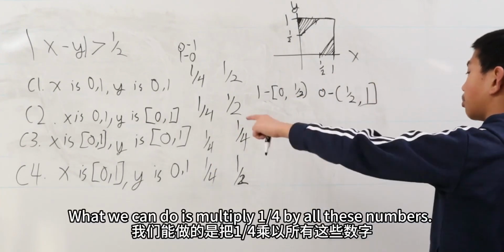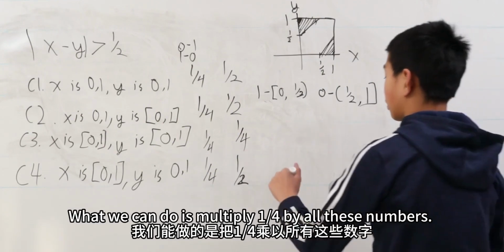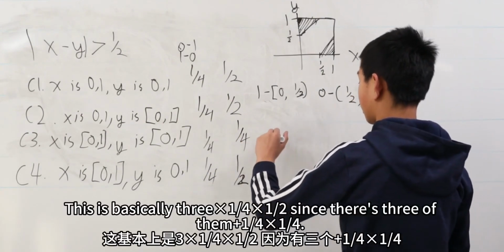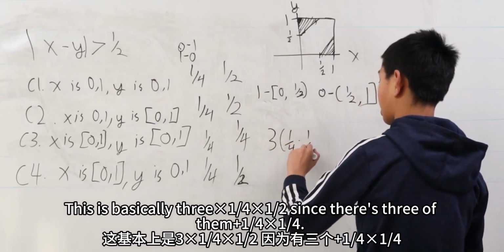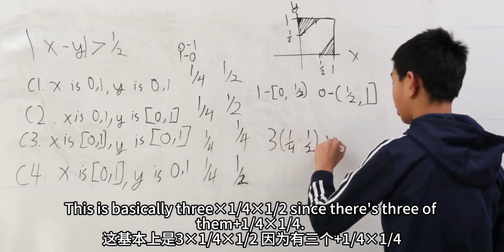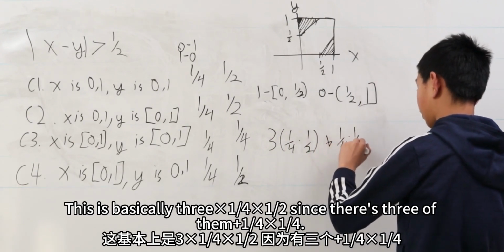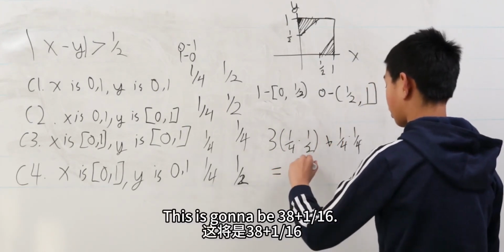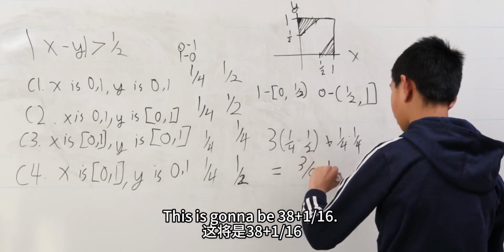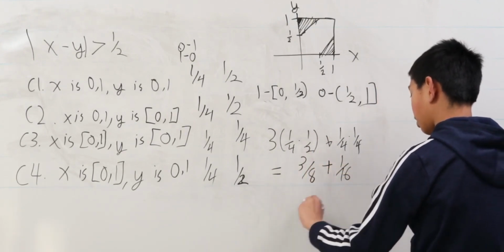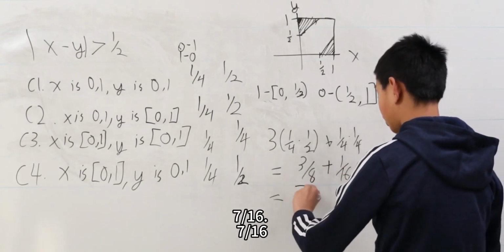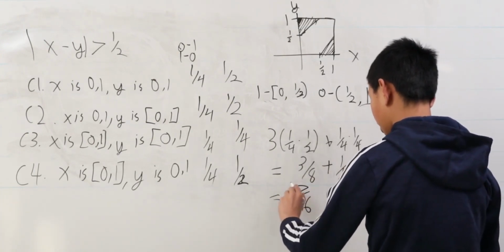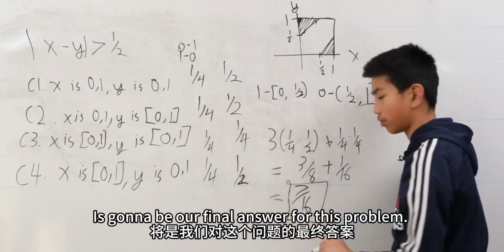What we can do is multiply 1/4 by all these numbers. So this is basically 3 times 1/4 times 1/2, since there's 3 of them, plus 1/4 times 1/4. This is going to be 3/8 plus 1/16. That's going to be 6/16 plus 1/16. 7/16 is going to be our final answer for this problem.